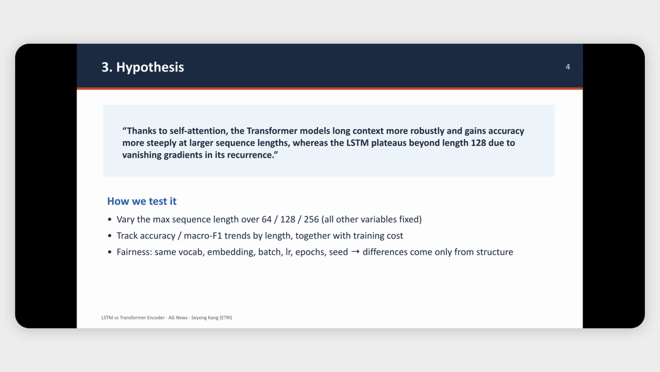The hypothesis: thanks to self-attention, the transformer should improve more as input gets longer, while the LSTM plateaus past a certain range. In short, the longer the text, the more the transformer should help. To test it, I changed only the maximum length, 64, 128 and 256, and fixed everything else so we see the effect of length by itself.